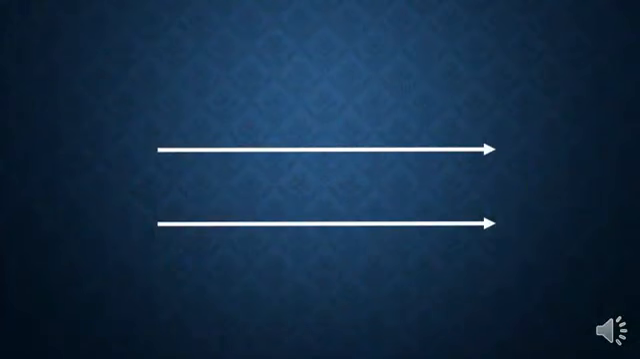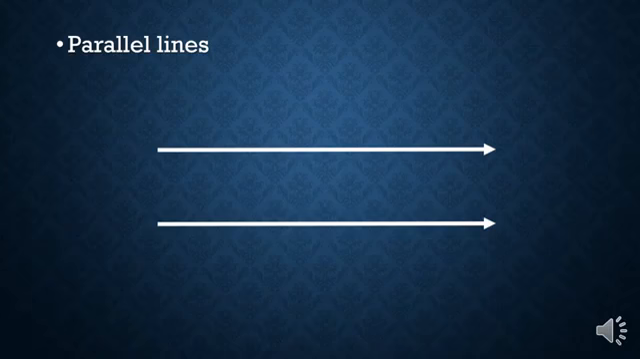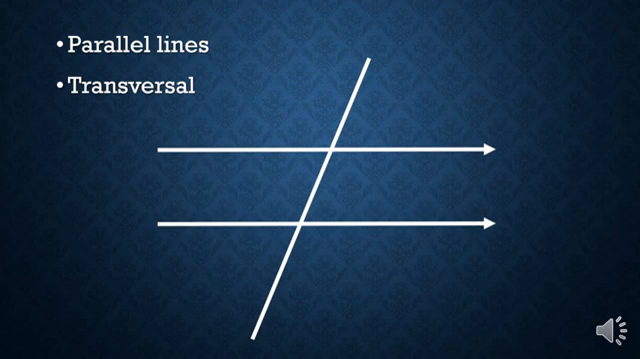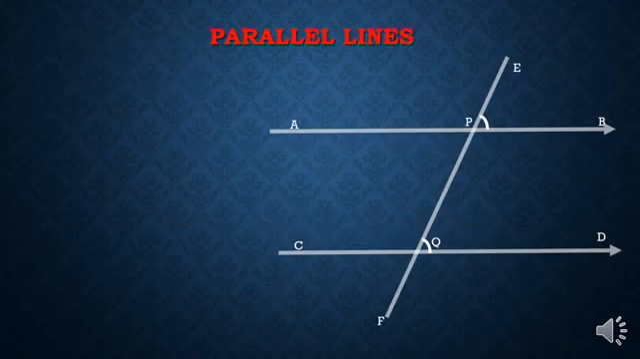These two lines you see are called parallel lines. A line which cuts the parallel lines is called the transversal. These two lines make angles, and let's see how these angles are related to each other. Here we have two parallel lines, APB, which is parallel to CQD, and the transversal is EF.